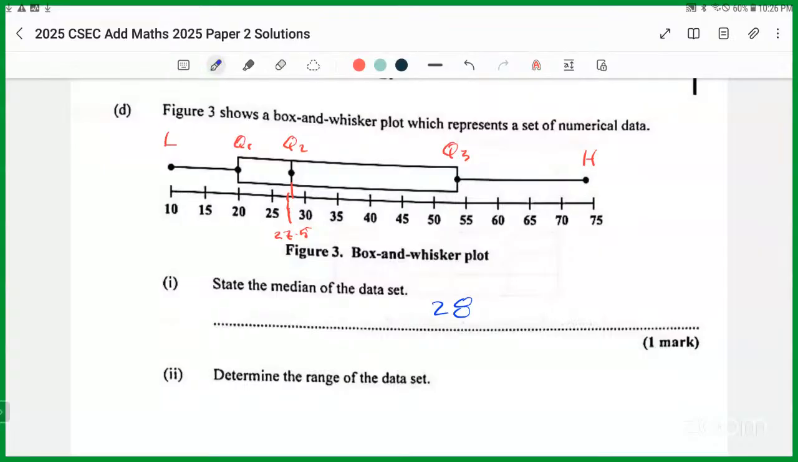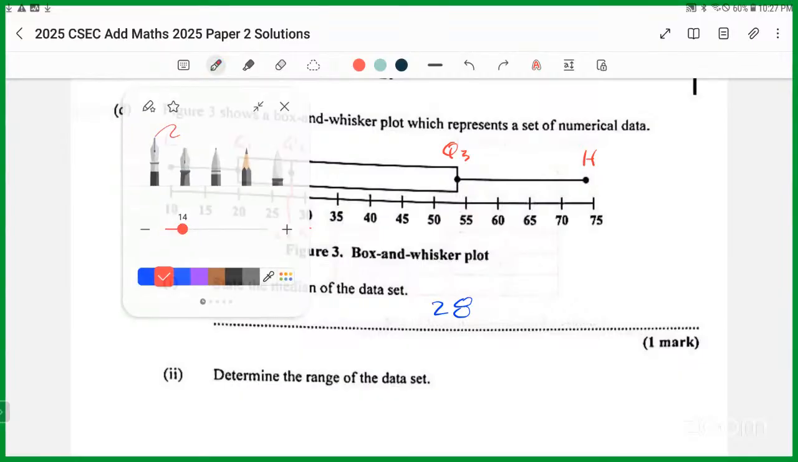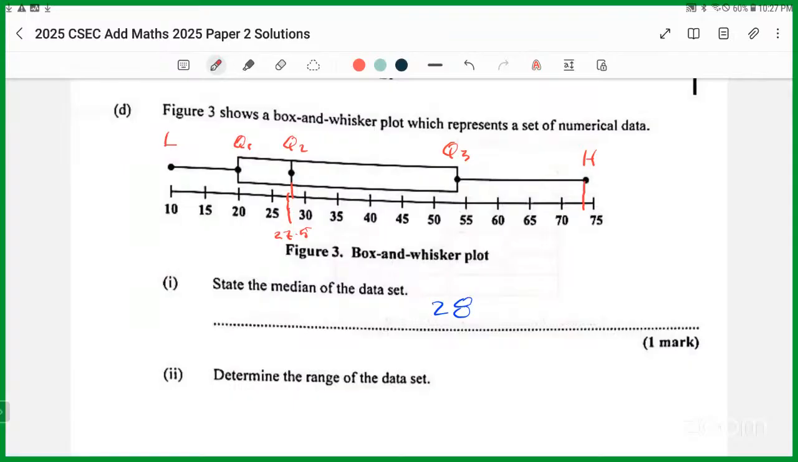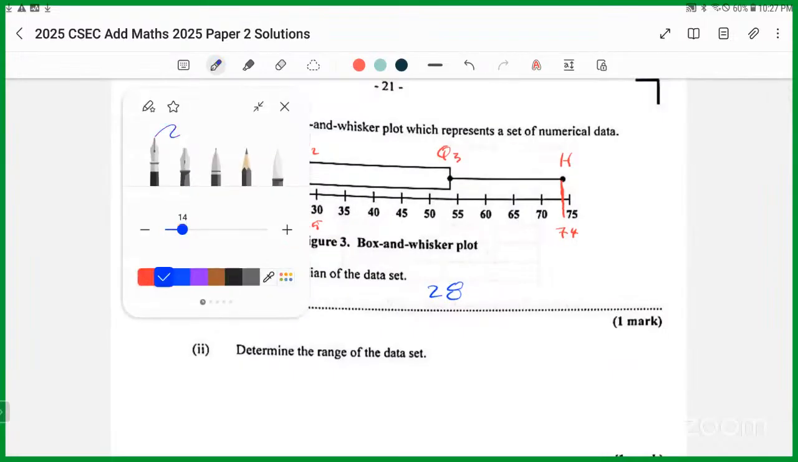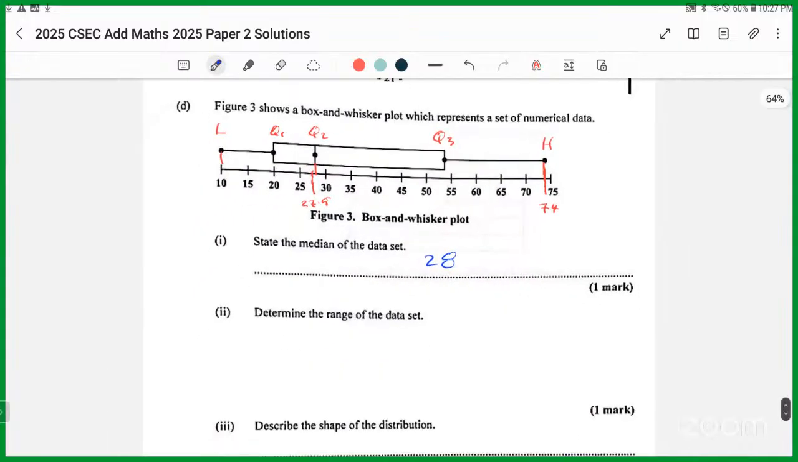Now determine the range. The range is the largest value minus the smallest value. The smallest value is 10. The largest value here is about 74. It's not 75, about 74. So I'm going to say the highest minus the lowest. That's 74 minus 10, equal to 64.